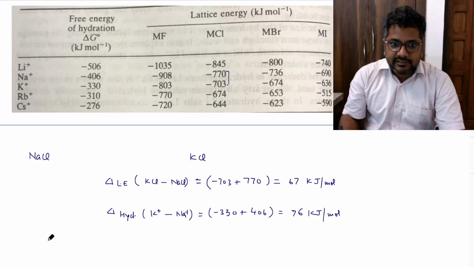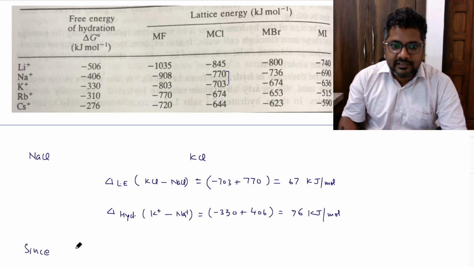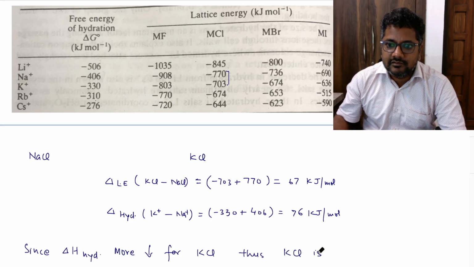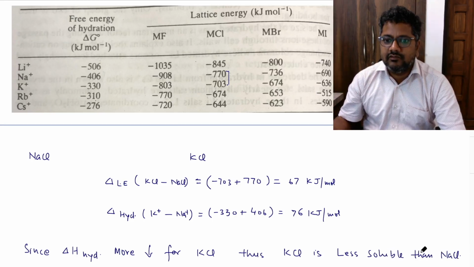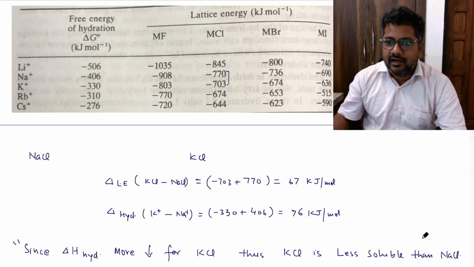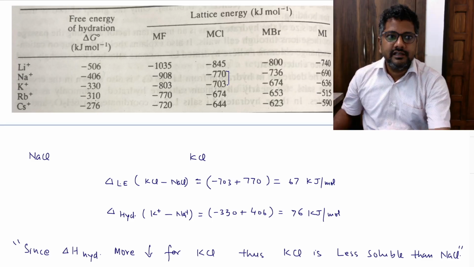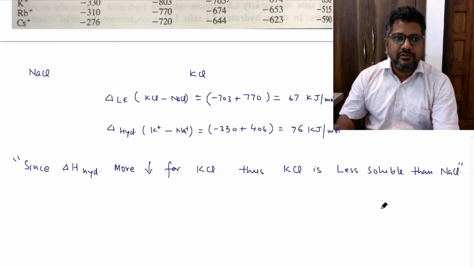So it means since delta H hydration more decreases for potassium chloride, thus KCl is less soluble than NaCl in water, right? So this is the way how to explain the solubility of these chlorides, right?